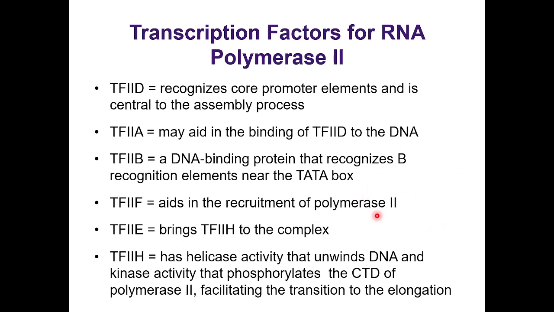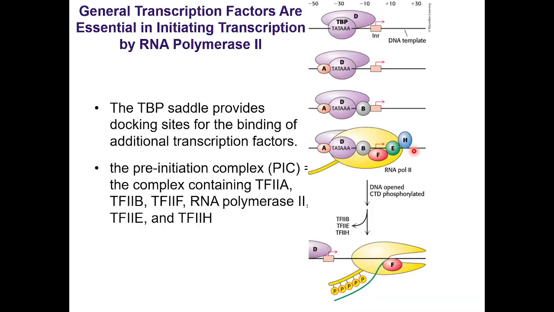Okay, so at this point we're bound to our TATA site right before our transcription site. The TF2F aids in the recruitment of your polymerase 2. I missed the B. The DNA binding protein that recognizes the B recognition elements near the TATA box is TF2B. So TF2B binds first. This is the one that's going to recognize that we have that binding complex ready. Okay? Once that's recruited and bound, then we're going to start assembling the rest of this.